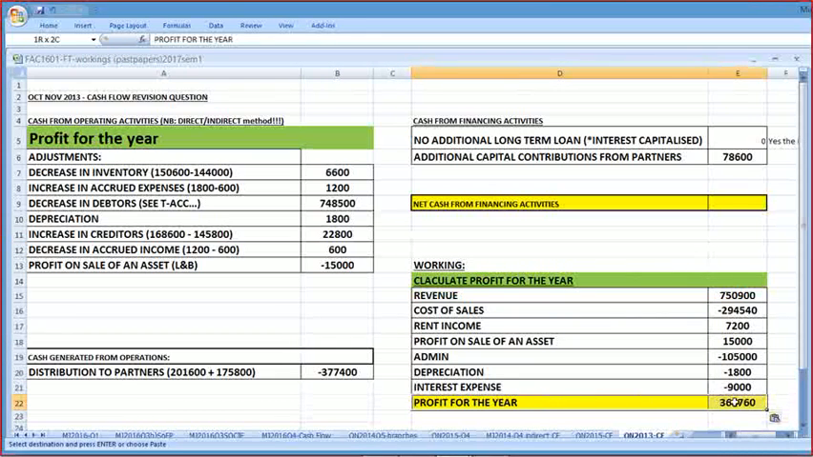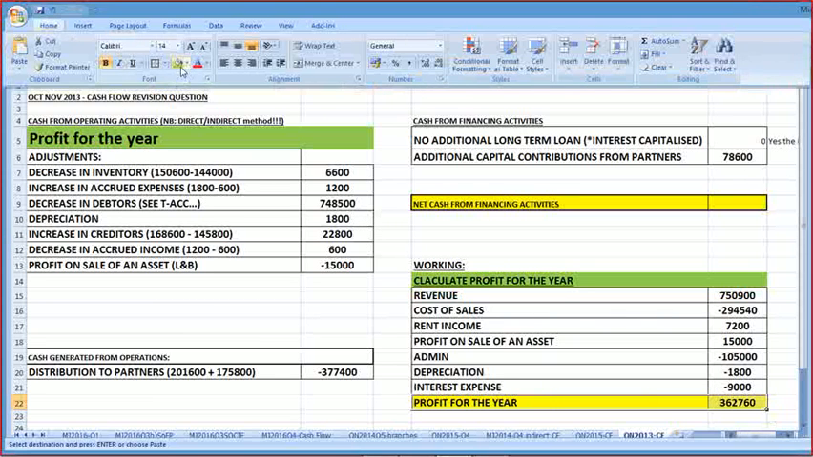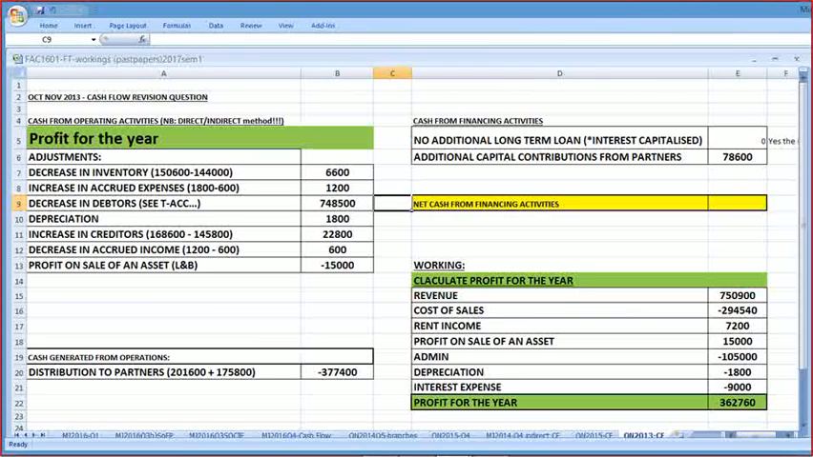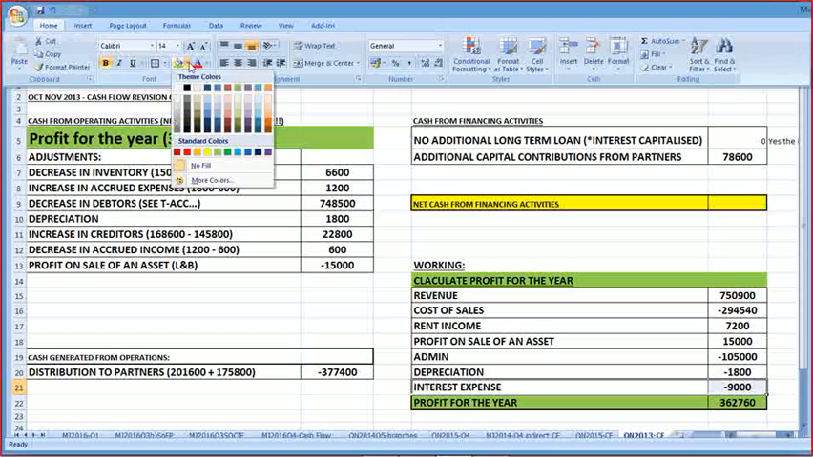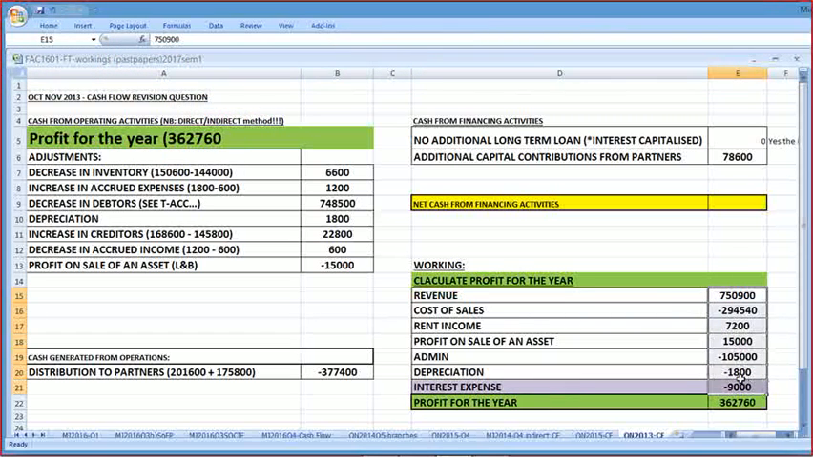So do you agree if I work out the profit for the year, I'm going to get an answer of 362? Where is that going to go? Part of your operating activities. So that's going to go here, profit for the year, brackets 362,760. Earlier in the semester we spoke about the accrual. Is the profit for the year going to be seen as an accrual? Yes, because all of these accruals are provided for in the actual profit for the year figure.